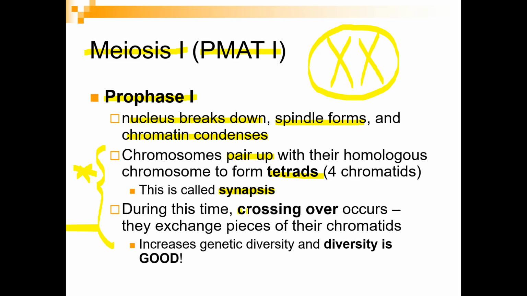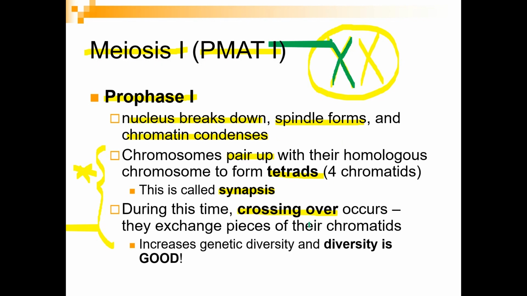Now, this is another important thing, the most important thing. While they are paired, crossing over may occur, okay? Now, crossing over is where they exchange pieces of their chromatids. So let's say this is mama chromosome, and this is daddy chromosome, okay? So mama chromosome has 2 identical chromatids. Daddy chromosome has 2 identical chromatids. Now here's what happens in crossing over. So let's say that mama chromosome was originally green, okay? So this is mom, this is dad.